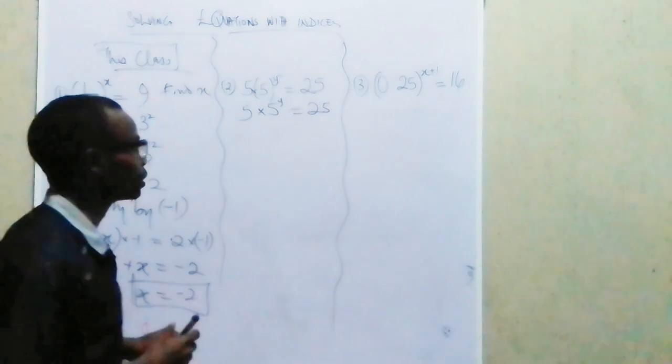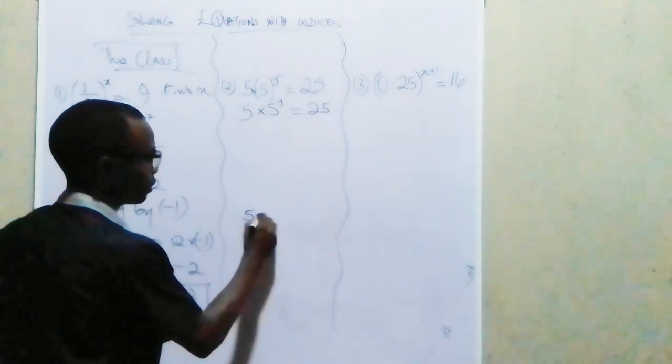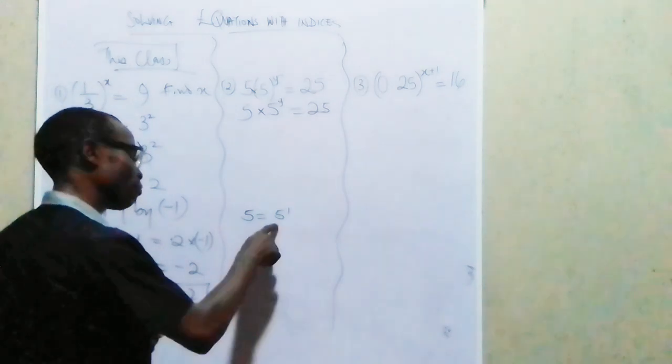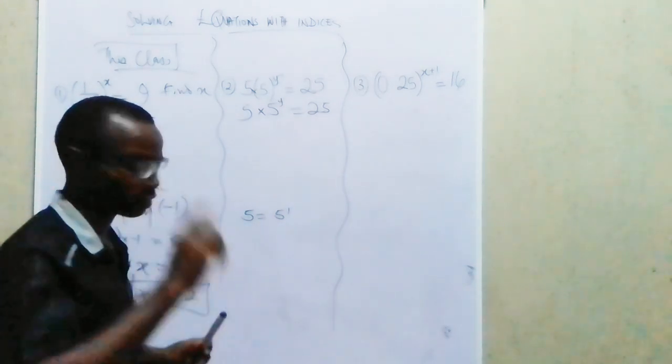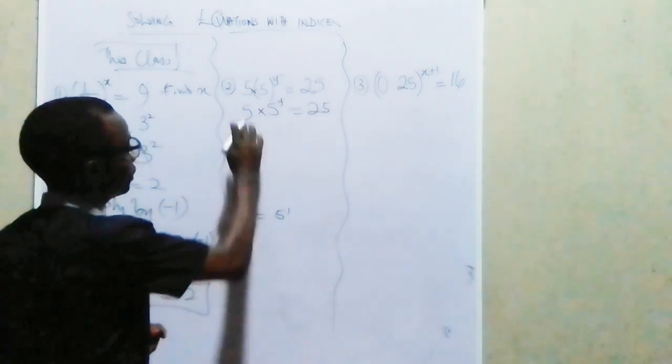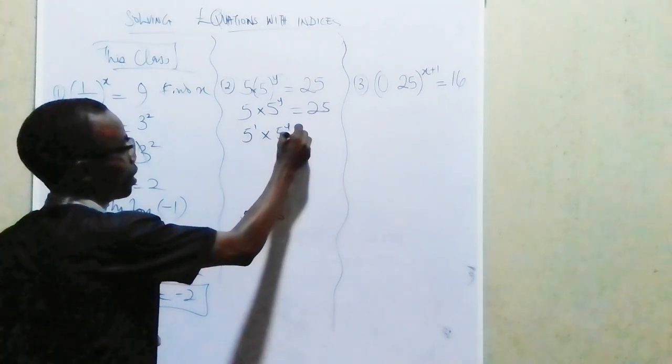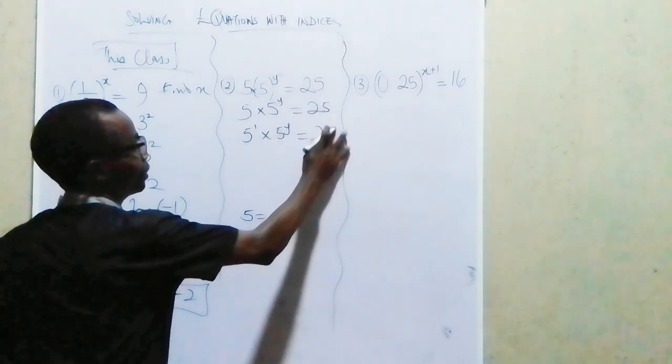Do you agree with me that 5 is the same thing as 5 raised to the power 1? That's true because 5 raised to the power 1 is 5 once, and that's just 5. So this is the same thing as saying 5 raised to the power 1 times 5 raised to the power y is equal to 25.